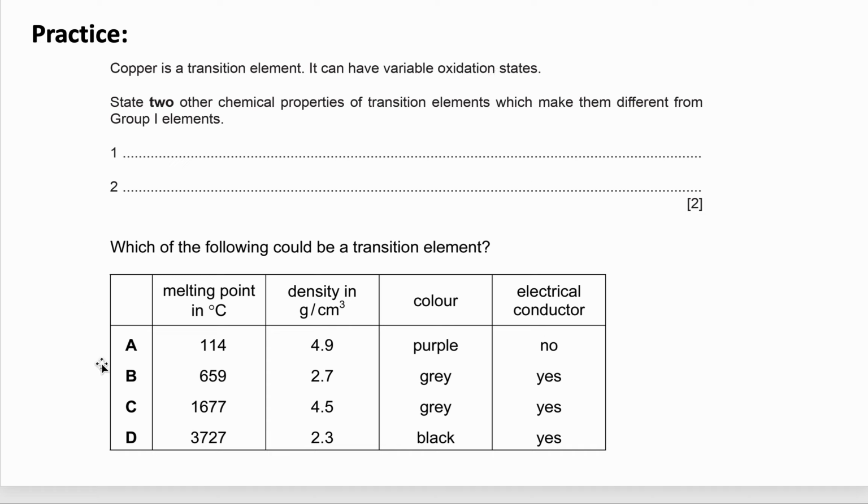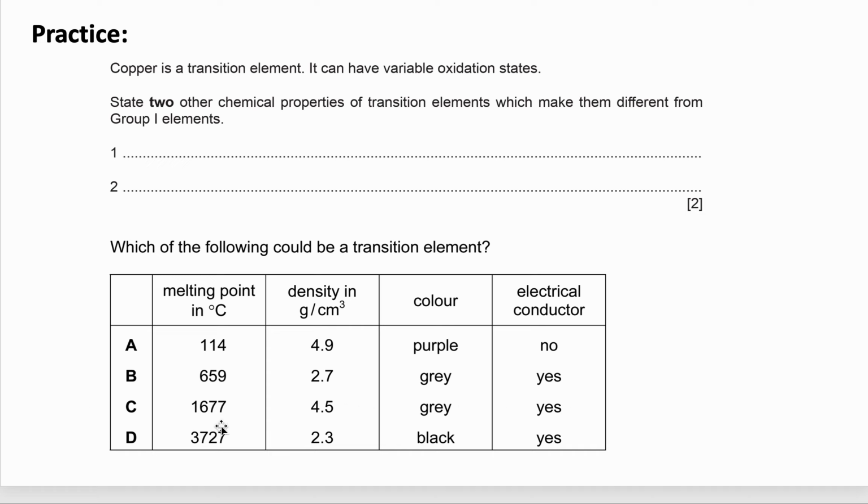Now let's take a look at the second question right here. Which of the following could be a transition element? So let's analyze this one. It has a melting point of 114, 60, then 1000, 3000. Then these two could be transition elements because they have high melting points. Then let's look at the density. This one has a high density compared to this one. Gray and black, so the color doesn't really have much to do with it, but they tend to be gray. And electrical conductors, yes, so they have to be an electrical conductor.